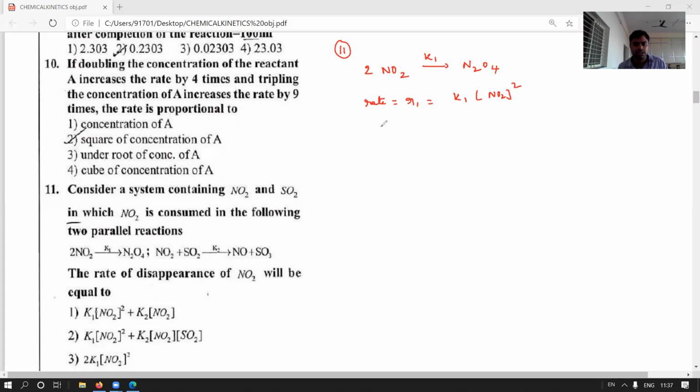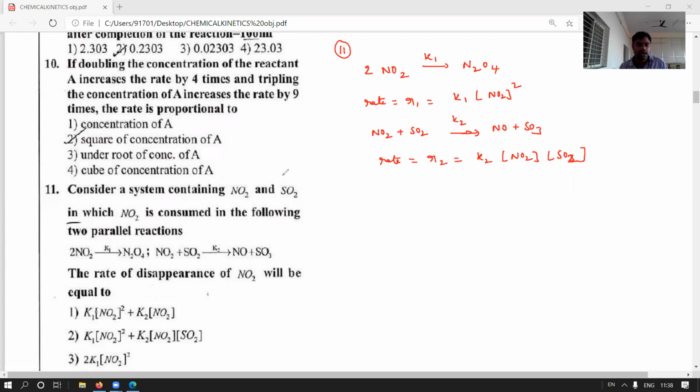Now the second reaction: NO2 plus SO2 is converted into NO plus SO3. For this reaction the rate R2 is equal to K2 into the concentration of NO2 into the concentration of SO2.